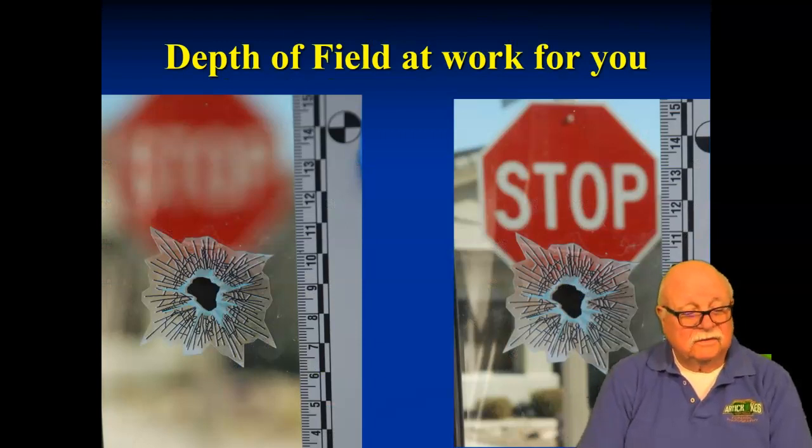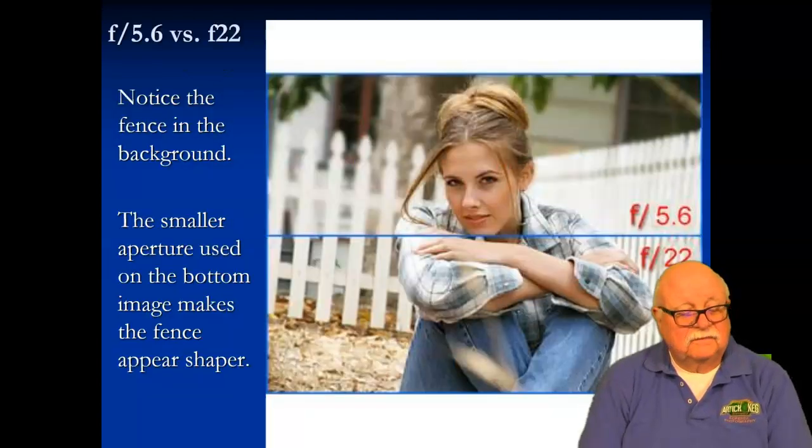This is another illustration of depth of field. This is another bullet hole in a piece of glass on the left. I've got the bullet hole in focus here and the background out of focus. On the right, you have the bullet hole in focus and the background in focus, and it's hard to separate the two.